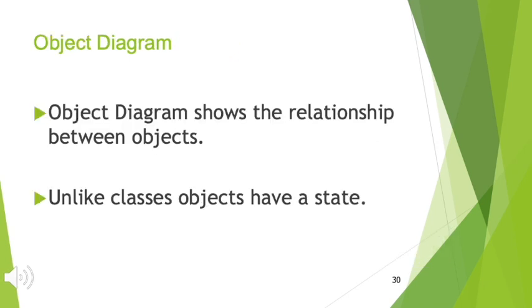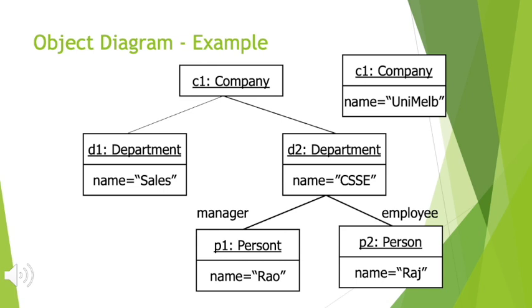We also have the object diagram. An object diagram shows the relationship between objects, and it also has a state. The class diagram earlier doesn't have a state. This is an example of an object diagram. It shows the subclass here: we have person and department as subclasses, and company is the superclass. There will be two departments, and for the person there will be two kinds of subclass here, the manager and the employee. In an object diagram, it shows the state.